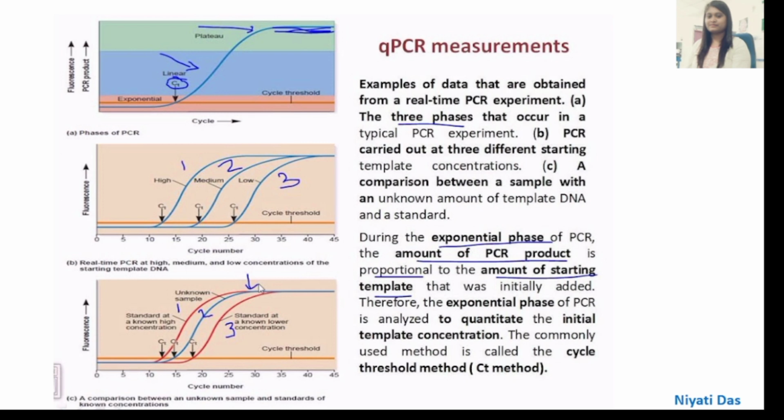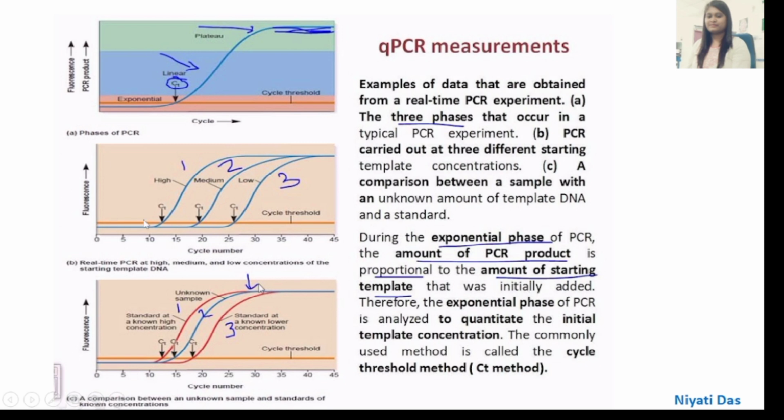In the third phase, what happens? After 30 cycles, the PCR is almost done. There are limitations because the probes, the primers and the DNA templates are all reduced, and the PCR process starts to halt. In this condition we get a flat value, which is known as the plateau phase. These are the three phases of qPCR, and the most important thing is that in the exponential phase of PCR, the amount of PCR product is proportional to the amount of starting template that was initially added.